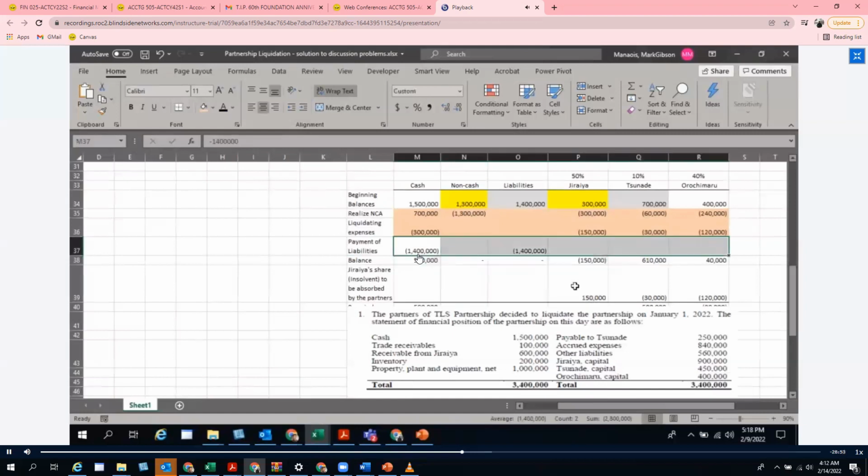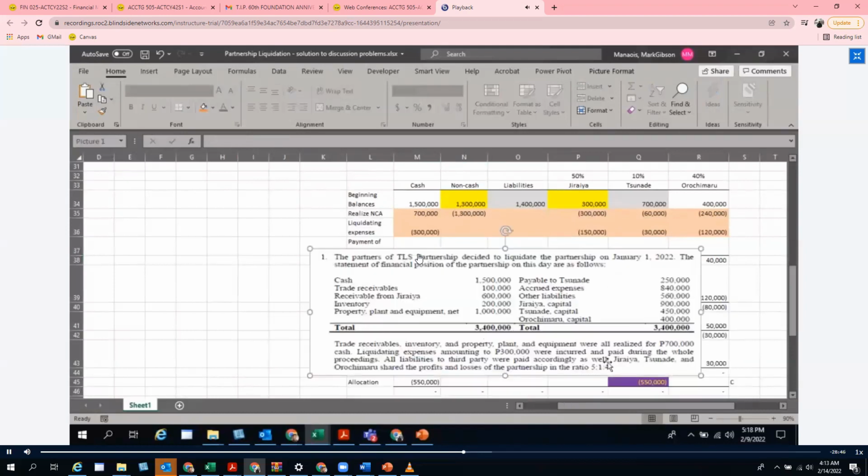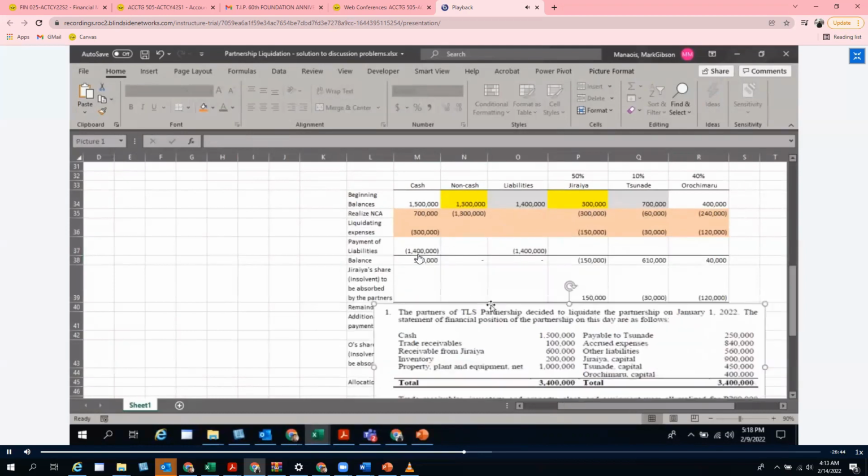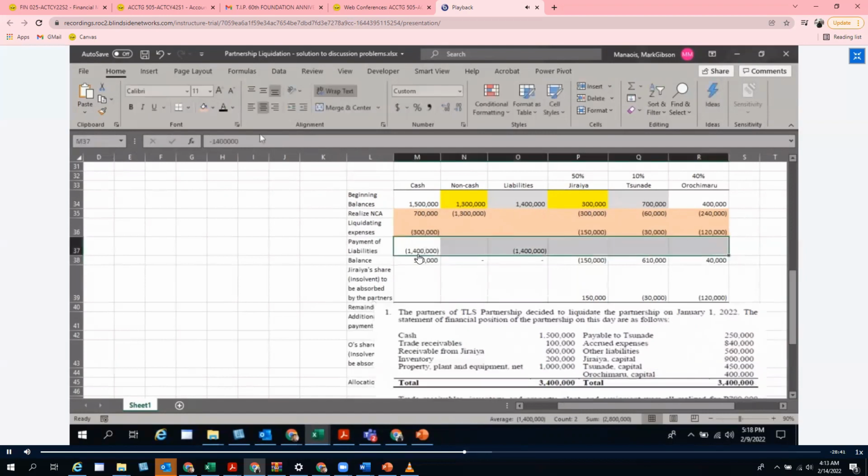So, punta tayo ngayon sa step number 2. Step number 2, payment of liabilities. So, full liabilities of 1.4 million. That's also given naman in the problem. So, okay na tayo dyan. So, minus 1,400,000 pesos sa cash kasi nga magbabayad tayo. And of course, we have to reduce our liabilities as well. Okay, so let's calculate now the balances. So that's 500,000 pesos cash, 0 sa non-cash asset, of course, and then 0 din sa liabilities.